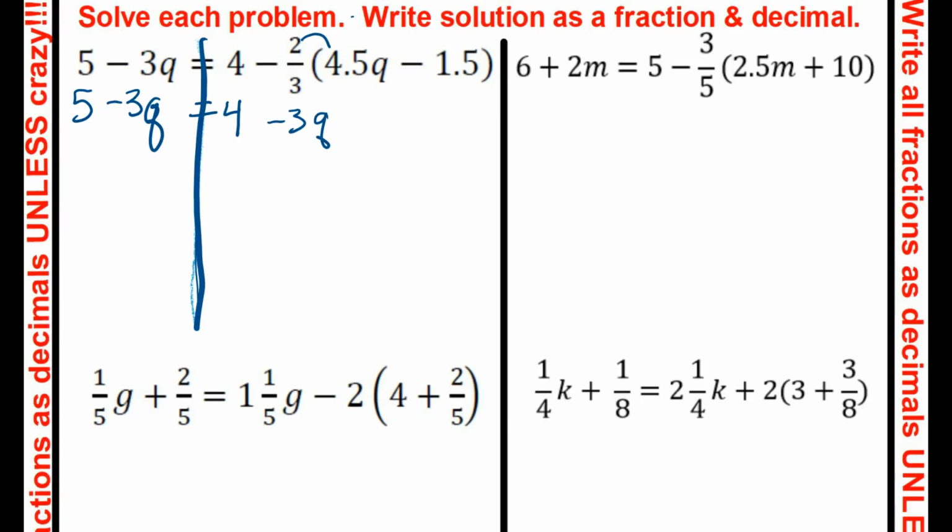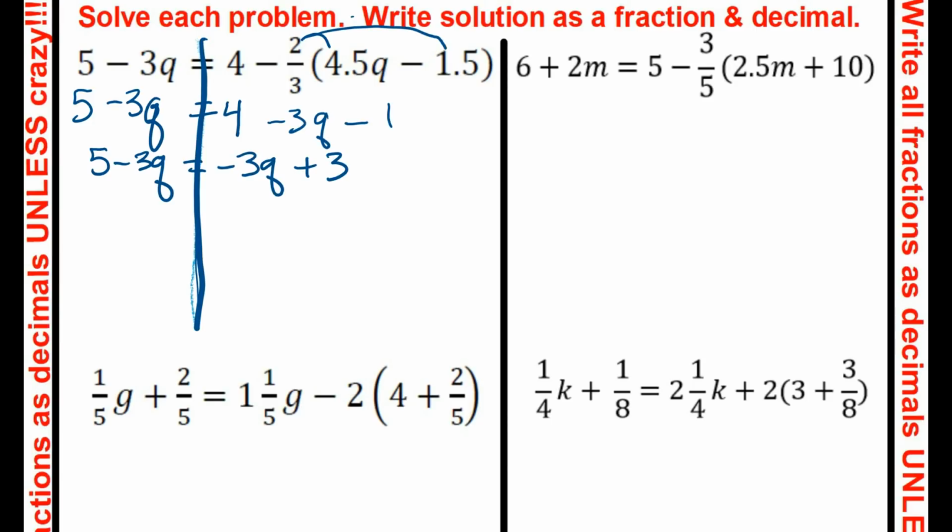Oh my gosh, you talking about something beautiful. And you multiply this out because 1.5 is really 3/2. So we're going to do a negative 2/3 times 1.5. Y'all, we get a negative 1. We got nothing but beautiful integers. So we get 5 minus 3q is equal to 4 minus 1, which is, what am I talking about, a positive 3. So we get a negative 3q plus 3.